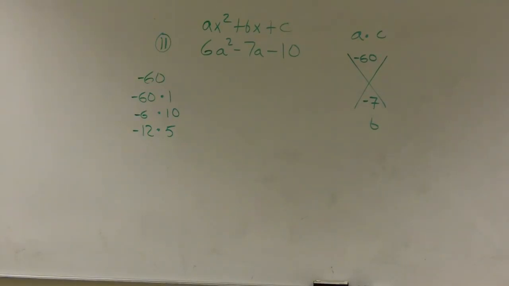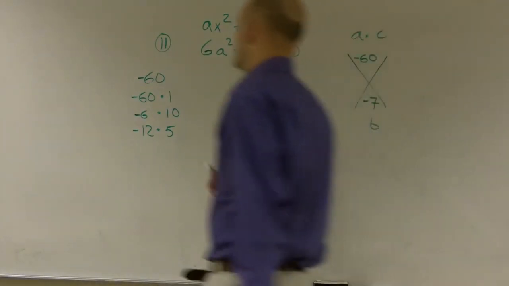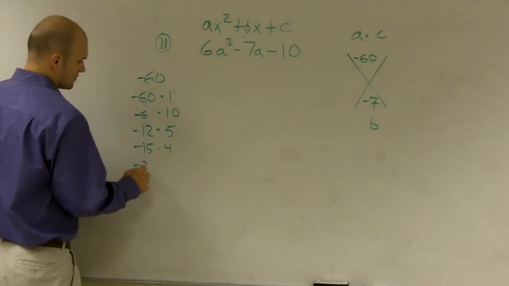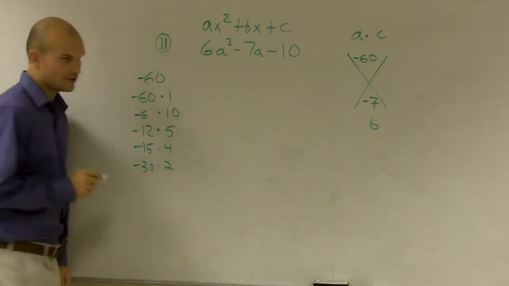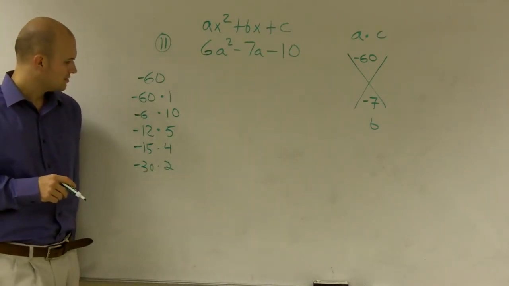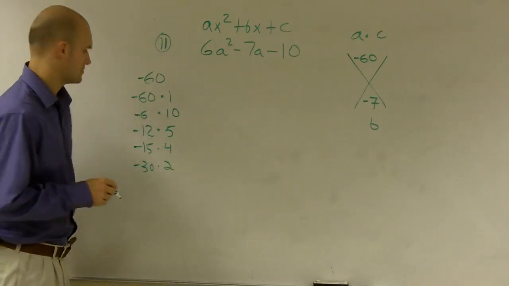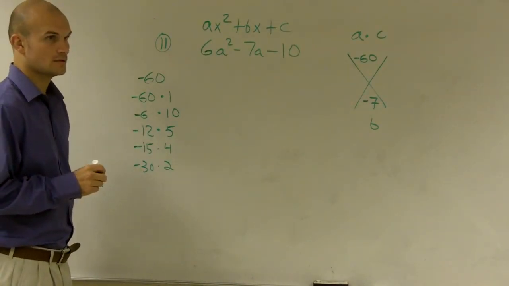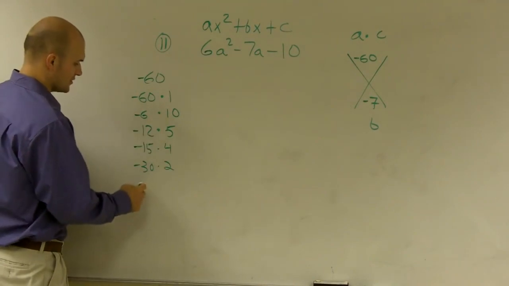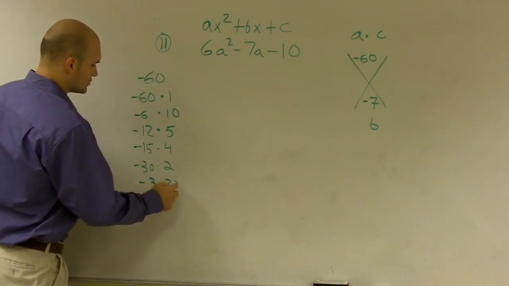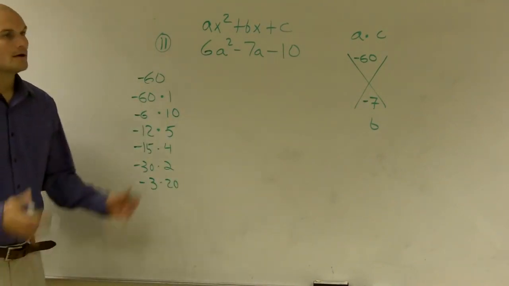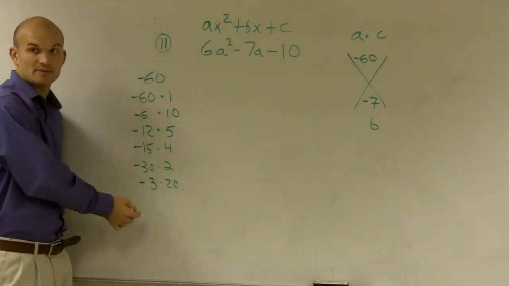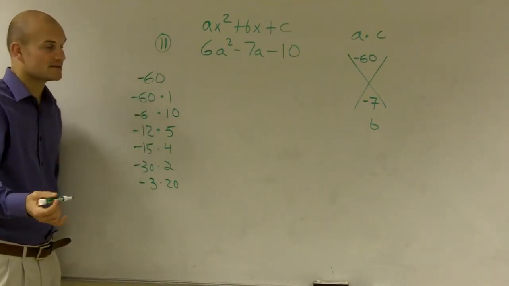You could do negative 15 and 4, negative 30 and 2, and negative 3 and 20, right? Now, obviously, I could swap these. These could all be negative and these could be positive. So there's a lot of possibilities.